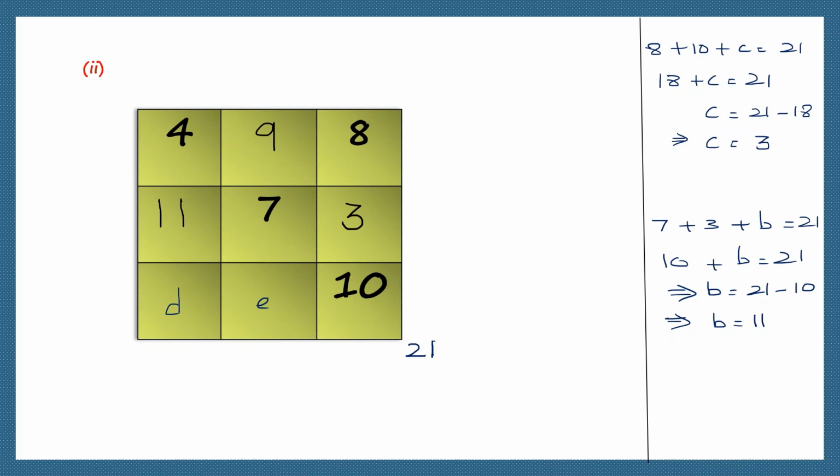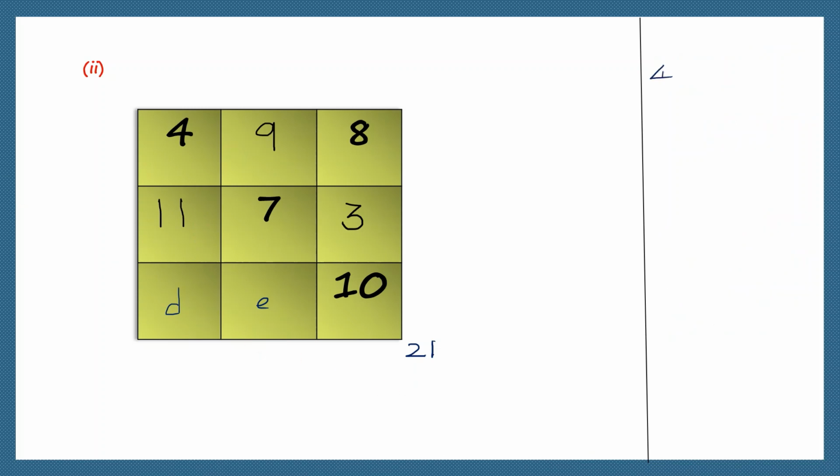So we've got B. Now we can find the value of D. We can take this column. 4 plus 11 plus D should be equal to 21. So let's do that. 4 plus 11 plus D is equal to 21. 4 plus 11 is 15. 15 plus D is equal to 21. Now we can find the value of D. D is equal to 21 minus 15. So how much is that? D is equal to 6. 21 minus 15 is 6. So now here this is 6. Let's write it down here.